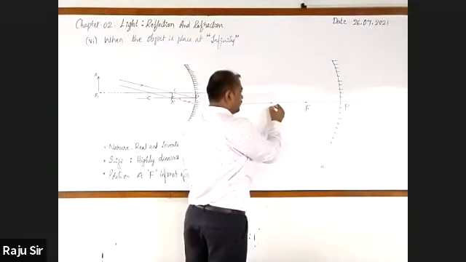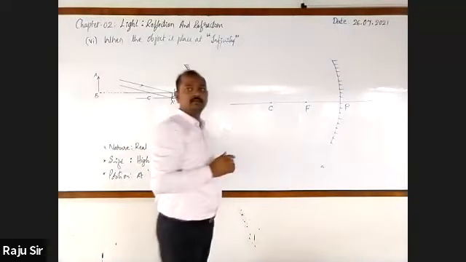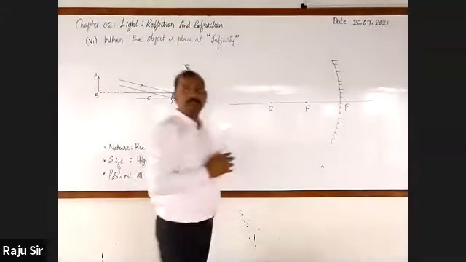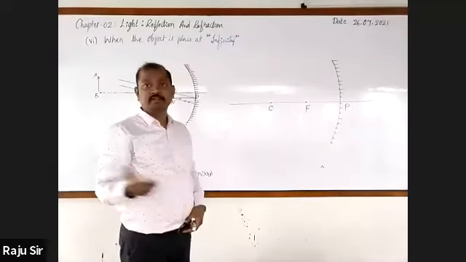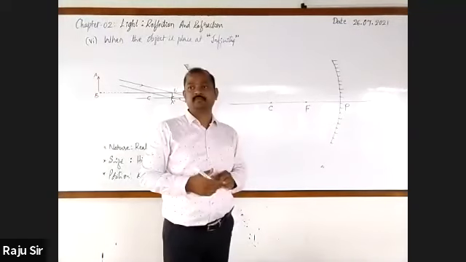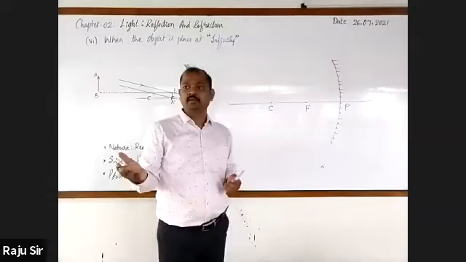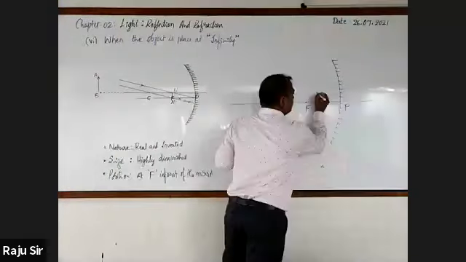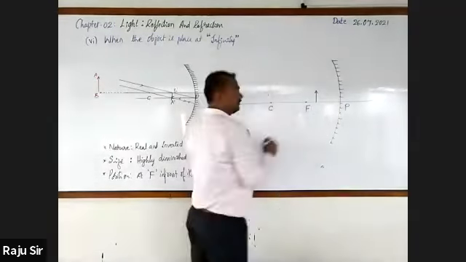What do you call the distance from P to F? Focal length. P to C? Radius of curvature. Radius of curvature and focal length: R equal to 2F or F equal to R by 2. Now, observe. First, we place the object in front of the mirror between P and F.